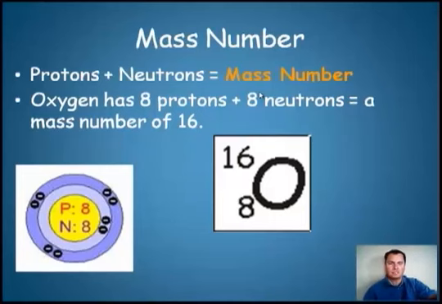Now if I had an oxygen isotope that had, let's say, 10 neutrons, giving us a mass number of 18, I'd call it oxygen-18, making the name of the element, then the mass number. And from the mass number I can figure out the number of neutrons, because I know the atomic number is always the same. So there's our 16, that's our mass number of this.